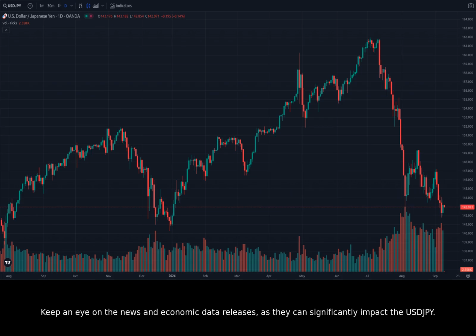Keep an eye on the news and economic data releases, as they can significantly impact the USDJPY. For example, the US CPI report, due on Wednesday, could cause volatility. Pay attention to the Bank of Japan's (BOJ) monetary policy statements, as they can also influence the yen's strength.